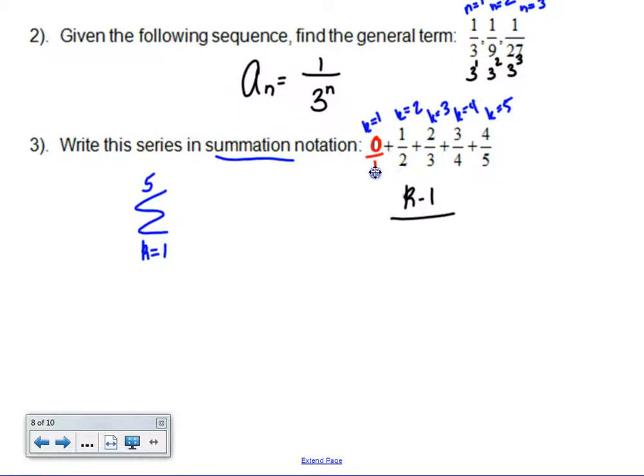And then in my denominators, it looks like those are just the actual k values, whatever it is. So if k is 1, it's a 1. If k is 2, it's a 2. So I think that's our answer. Our series written in summation notation is the sum of k minus 1 over k, where k goes from 1 to 5. Those are difficult.